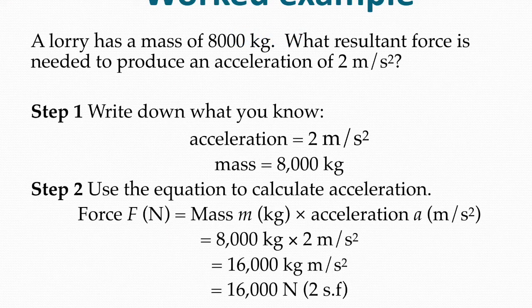Now for a worked example. We have a lorry with a mass of 8,000 kilograms. What resultant force would be needed to produce an acceleration of 2 meters per second squared? The first step is to write down what we know. We know the acceleration is 2 meters per second squared and the mass is 8,000 kilograms. And then we use the equation F equals ma. Force equals mass times acceleration. So the force is equal to 8,000 kilograms times 2 meters per second squared, or 16,000 kilogram meters per second squared, which is the same as 16,000 newtons.